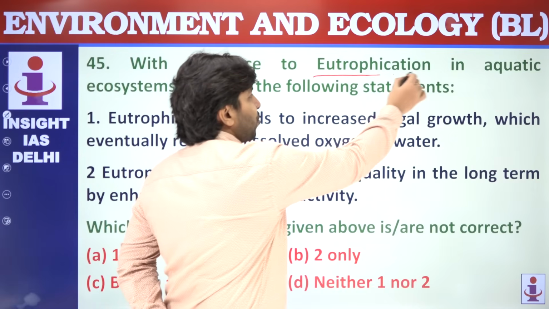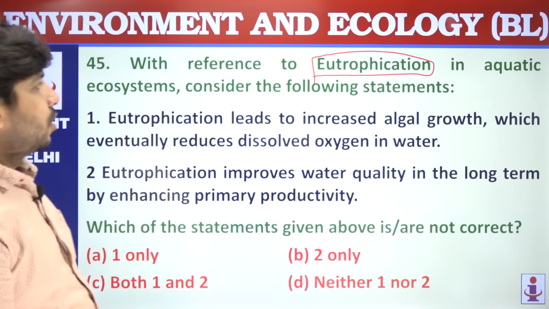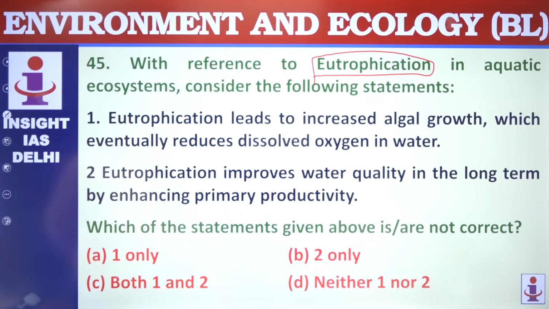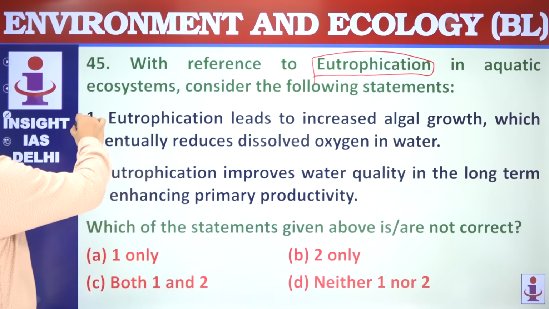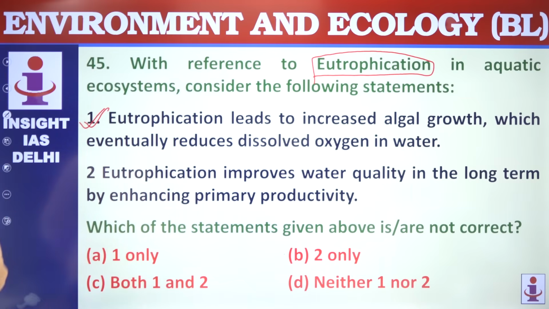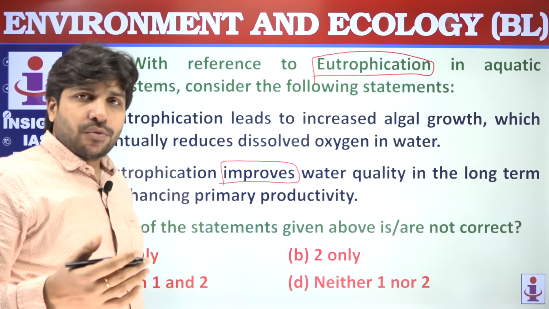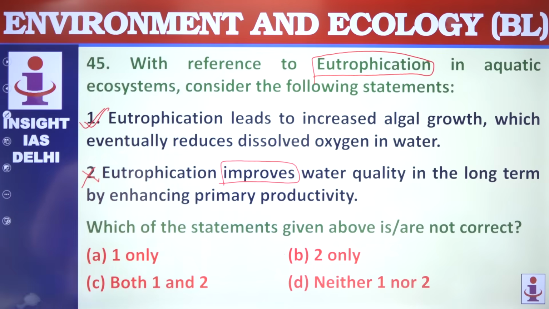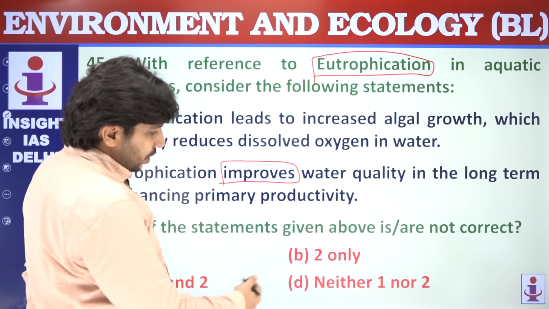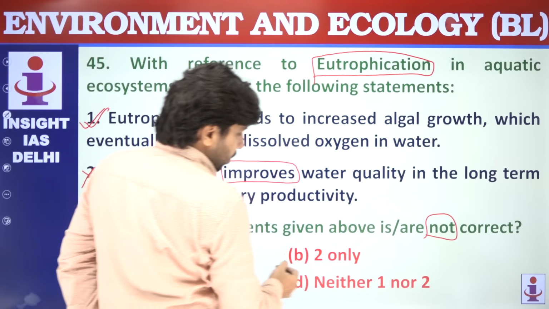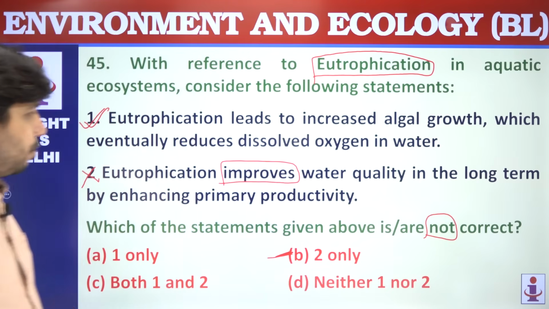Eutrophication. Very general term. UPSC has asked several times question on this term. Eutrophication leads to increased algal growth, which eventually reduces dissolved oxygen in water. Yes, this is correct. Eutrophication improves water quality in the long term by enhancing primary productivity. No, eutrophication does not improve water quality. It deteriorates water quality. Statement 2 is not correct. Question is asking to identify the not correct statements. So option B, 2 only will be your answer.